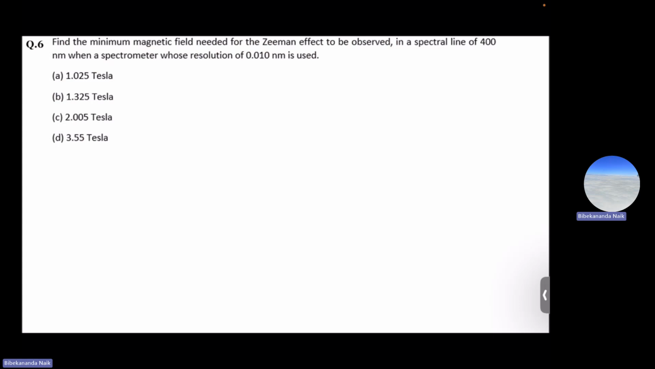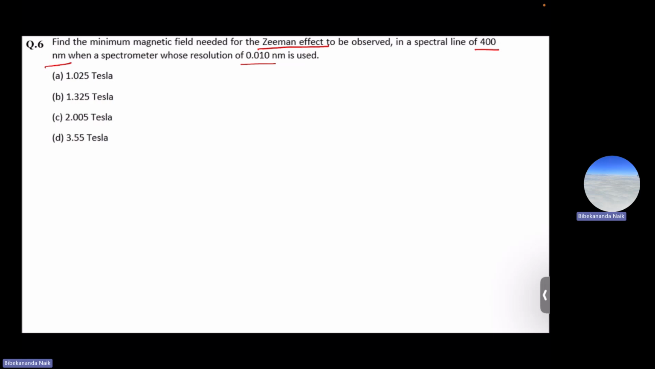Now we move to question number 6. Question number 6 says, find the minimum magnetic field needed for the Zeeman effect to be observed in a spectral line of 400 nanometer when a spectrometer whose resolution of 0.010 nanometer is used. Options are option A 1.025 Tesla, option B 1.325 Tesla, option C 2.005 Tesla, or option D 3.55 Tesla. So here the question says, what will be the minimum magnetic field needed for Zeeman effect to be observed in a spectral line of 400 nanometer when the spectrometer resolution is 0.010 nanometer.